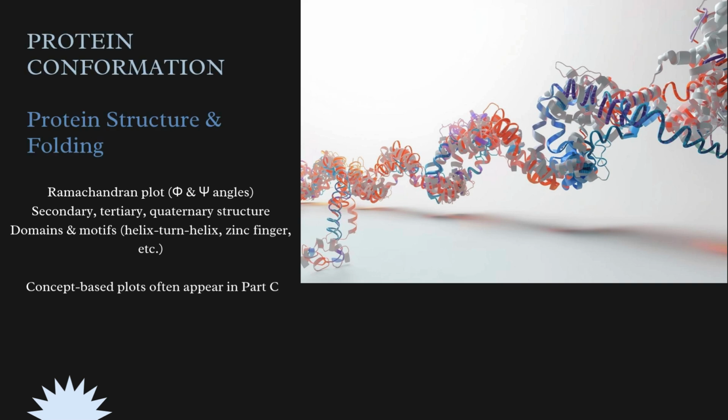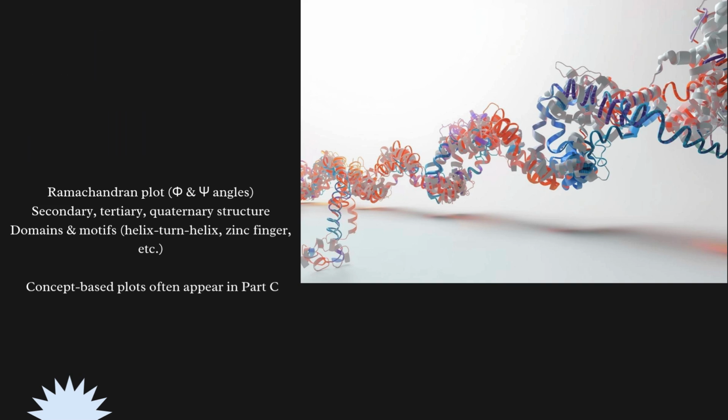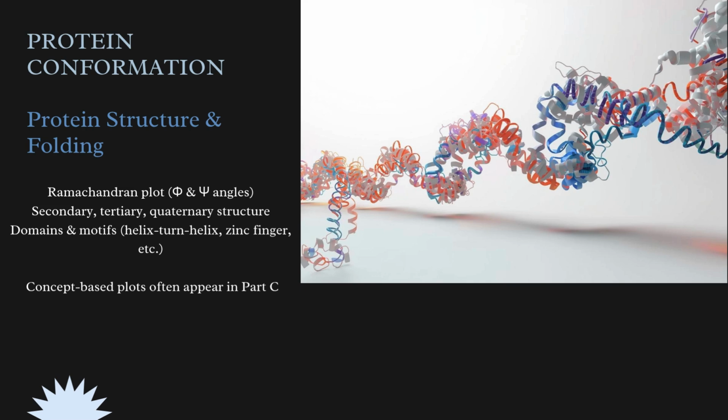Conformation of proteins. Next, protein conformation. Here, you will study the Ramachandran plot, secondary and tertiary structures, domains and motifs like helix-turn-helix, zinc finger, leucine zipper, protein folding and denaturation. CSIR sometimes gives a plot and asks, which amino acid combinations are allowed in this region? So revise phi and psi angles and understand the logic behind allowed regions.